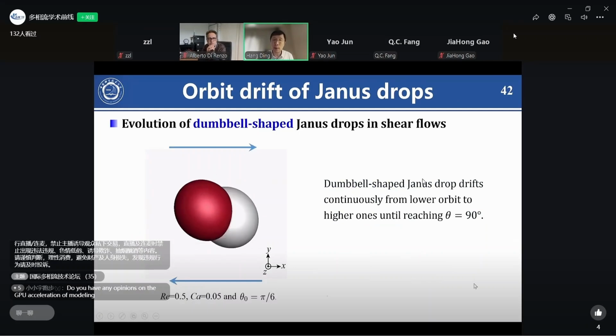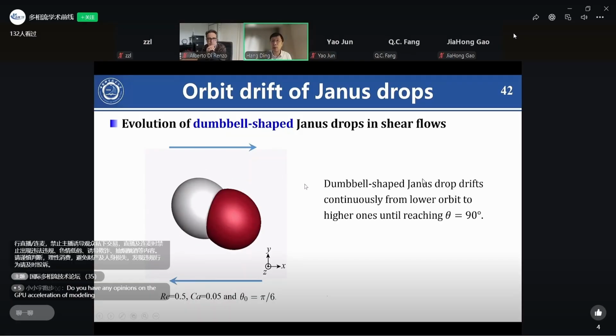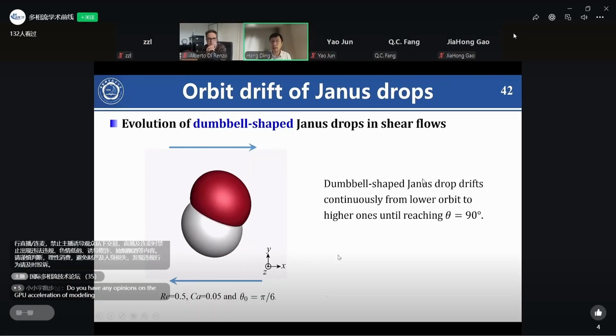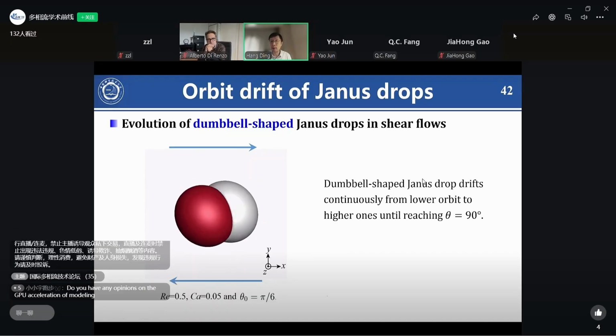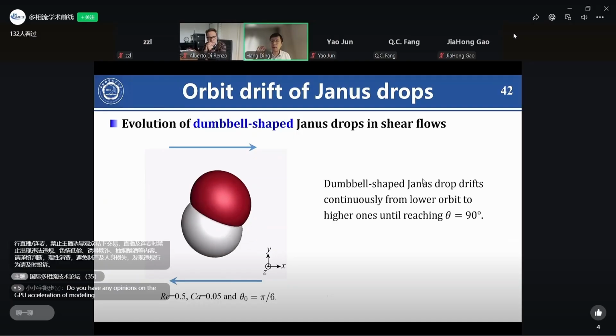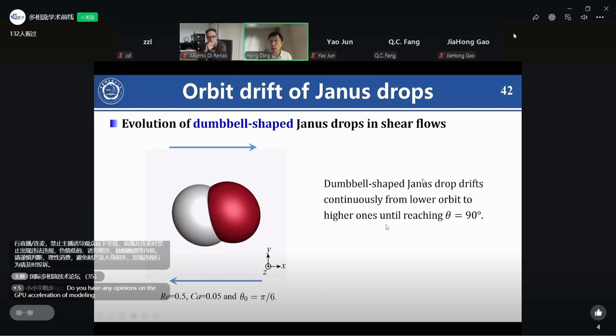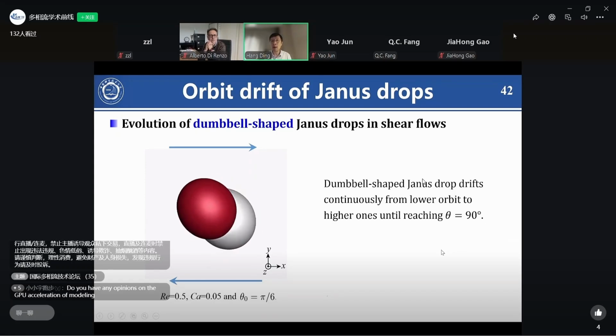So I show you some results here. This is the time evolution of a dumbbell-shaped Janus droplet in shear flow. You can see that it has some orbit drift, continuously from the low orbits, that means the polar angle zeta is small. Here the initial polar angle is 30 degrees. It will gradually migrate to the high ones until it reaches zeta equals 90 degrees. Why do we have such a case?